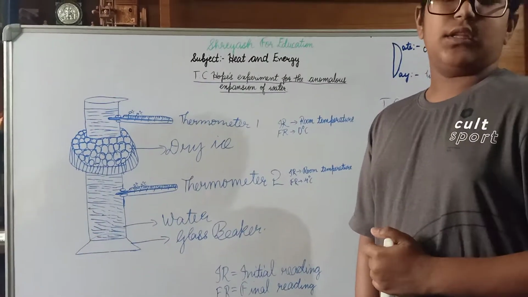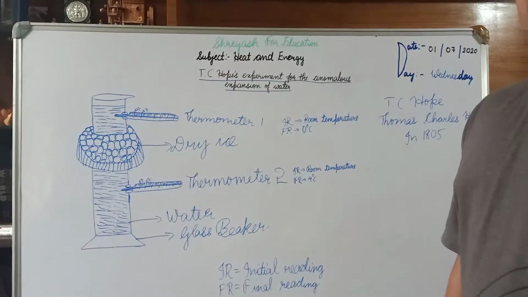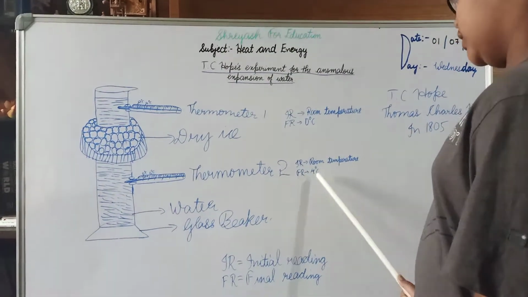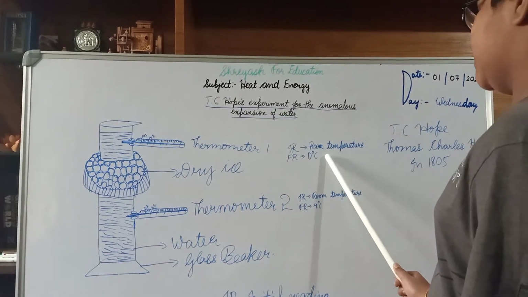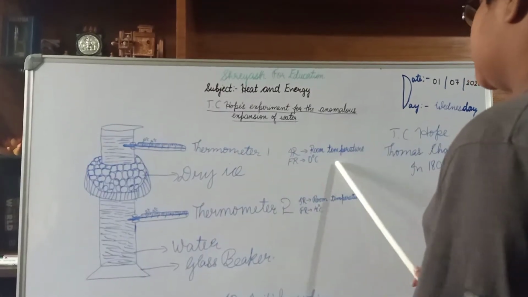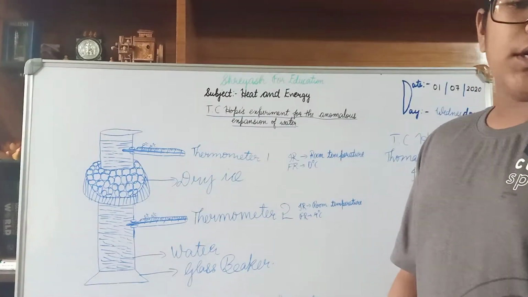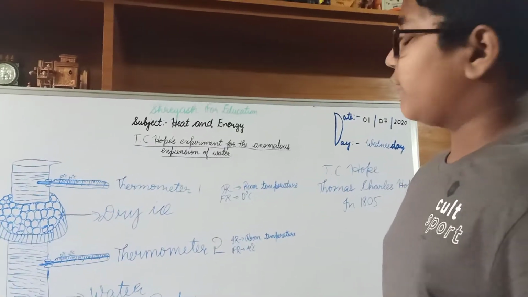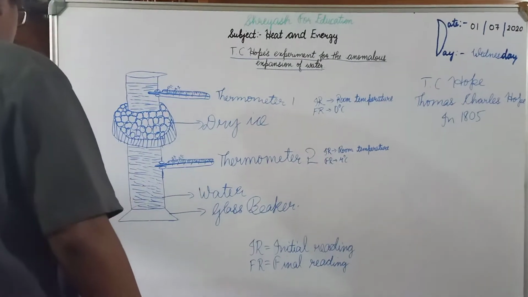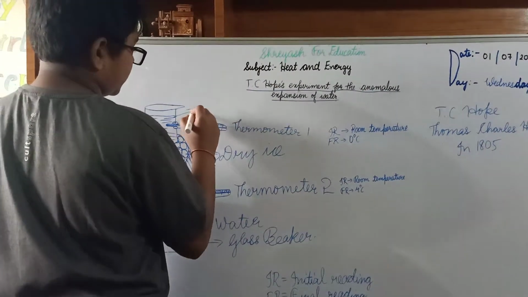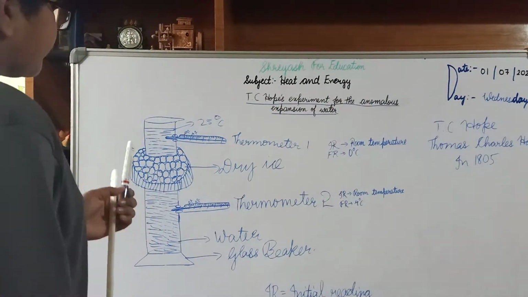And after that, when the temperature recorded by the lower thermometer remains steady at 4 degrees Celsius, at that time this thermometer begins to show a drastic fall in temperature, and then it settles down at 0 degrees Celsius. So what happens is, initially we have the room temperature of water at, say, 25 degrees Celsius.